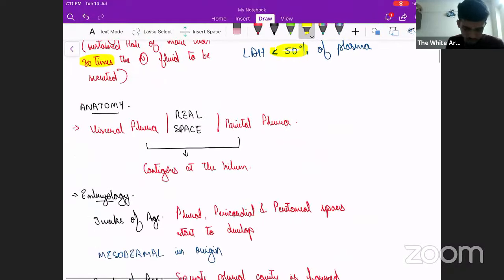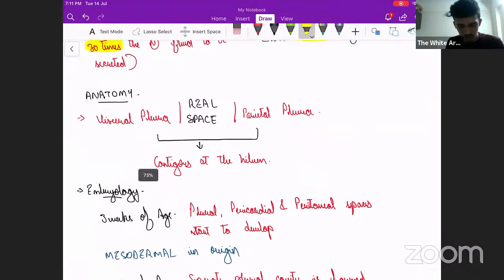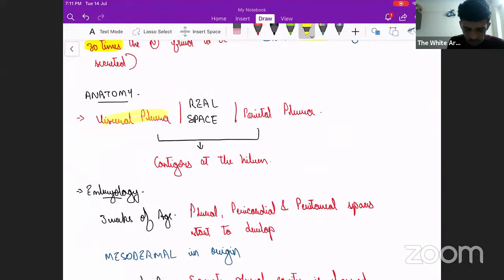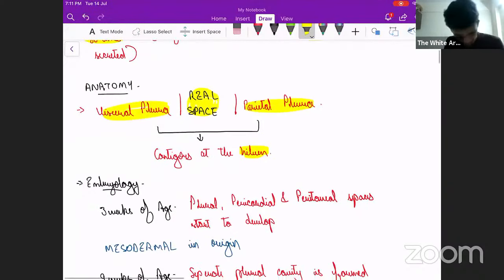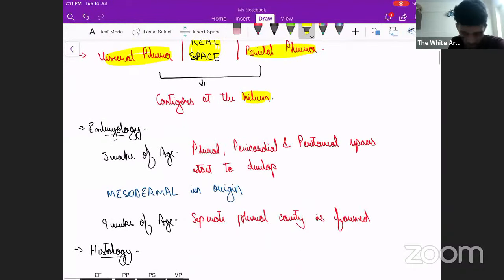Next, let's look into some amount of anatomy. We just now saw there is visceral pleura on one side, there is parietal pleura on one side, and separating these two is a real space, which is nothing but the pleural cavity, which is filled by pleural fluid. And these two, visceral and parietal pleura, meet each other at the hilum through the pulmonary ligament, if I'm not wrong. Next is the embryology.